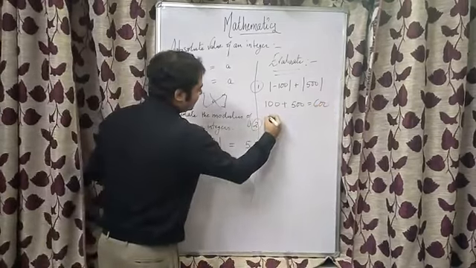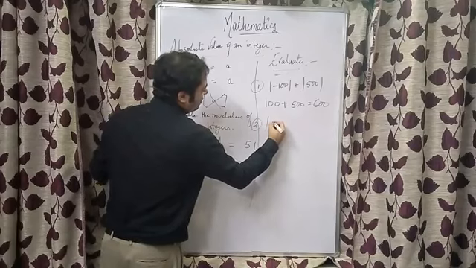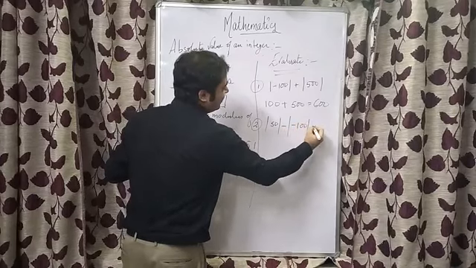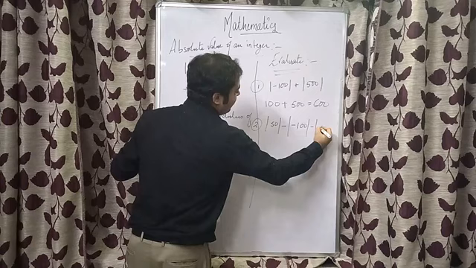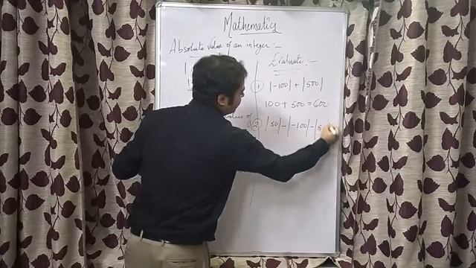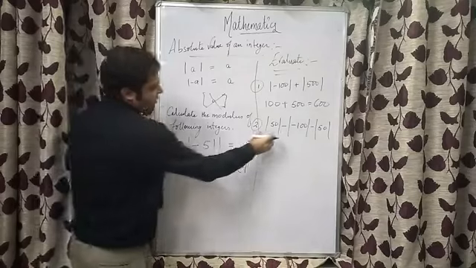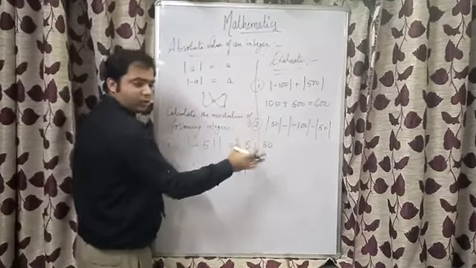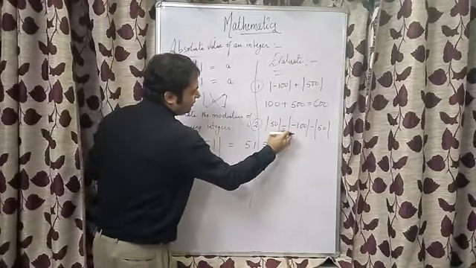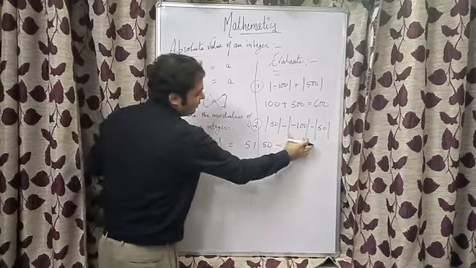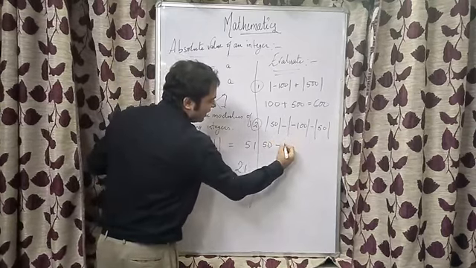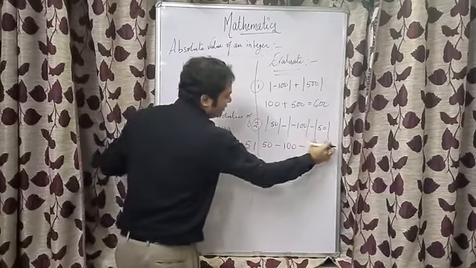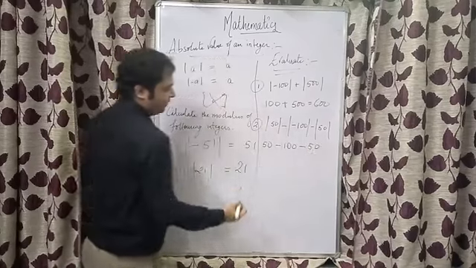Second, suppose we take mod of 50 minus mod of minus 100 minus mod of 50. This mod 50 will give us only 50 without sign, without the two lines. Then between these two mods we have got minus sign, we will put minus sign. This mod of minus 100 will give us answer as 100. Between these two mods we have got minus sign. This mod will return us 50 only.